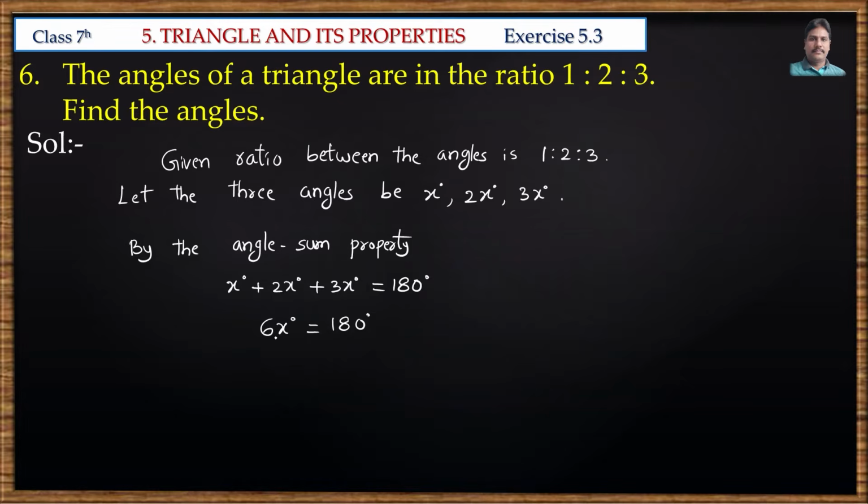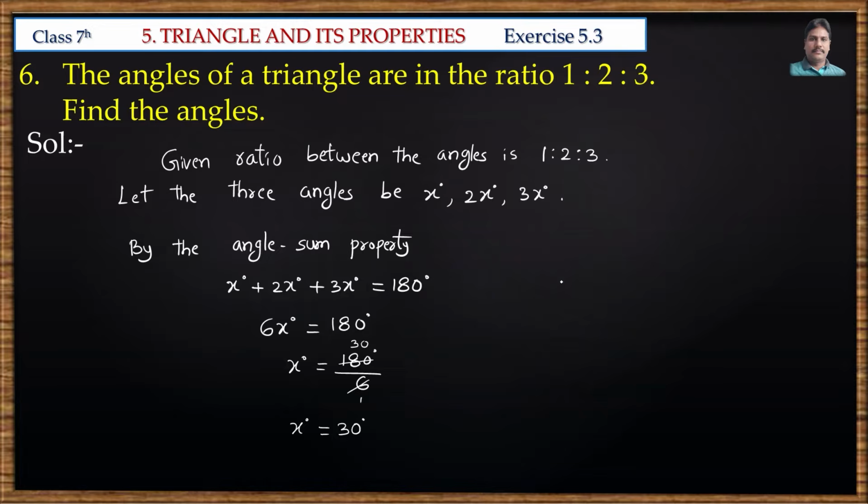Here 6 is multiplying the x. If we take it to the right side, it will divide the 180. So x is equal to 180 by 6. 6 1 is 6, 6 3 is 18, 6 0 is 0. So therefore the x value is 30 degrees. We have got the x value.